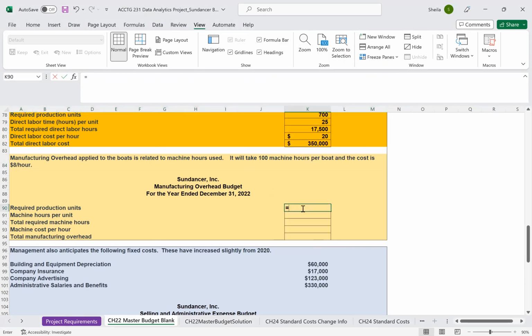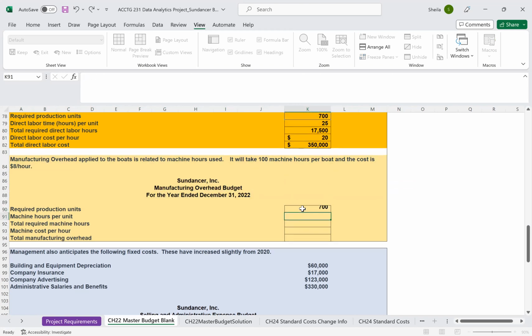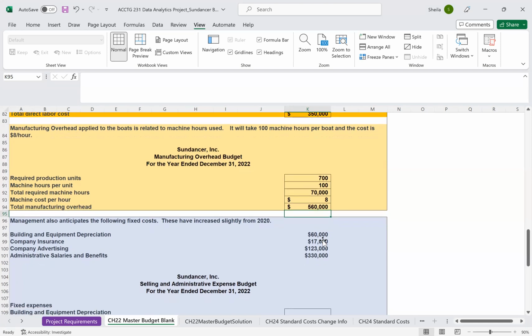So again, what's the required production units? 700. Machine hours per unit is 100. Total required machine hours, I'm simply going to multiply those together. And the machine cost per hour, that is our $8 listed above. And total manufacturing overhead is 8 times 70,000 hours. So that completes our manufacturing production budget.